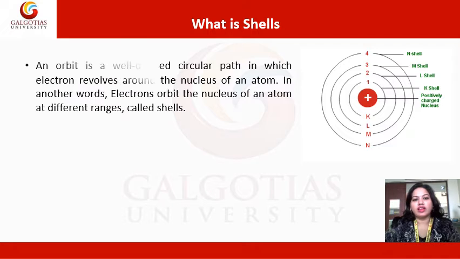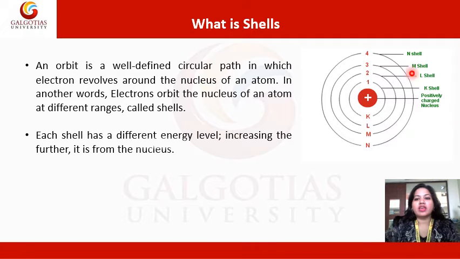What is a shell? An orbit is a well-defined circular path in which an electron revolves around the nucleus of an atom. Means electrons orbit the nucleus of an atom at different ranges called shells. Each shell has a different energy level, increasing further from the nucleus.